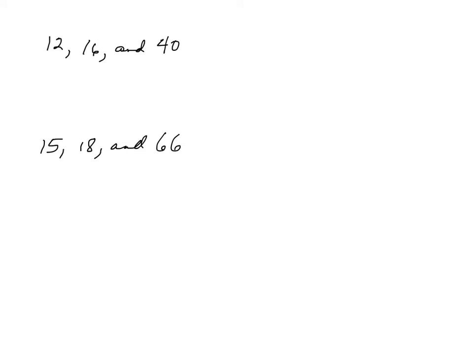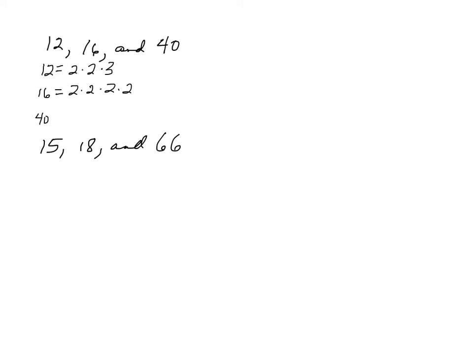Right, quick, let's think. Sometimes you can look at them and tell what the GCF is going to be. We're looking for the biggest number that will divide into 12, 16, and 40. I'm thinking it's going to be 4, but let's see. Let's write 12 as a product of primes. That's 2 times 2 times 3. 16 is 2 times 2, that's 2 times 2.